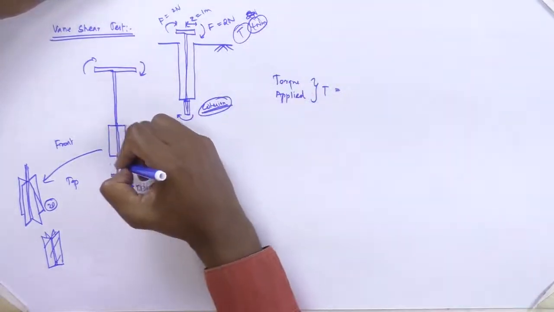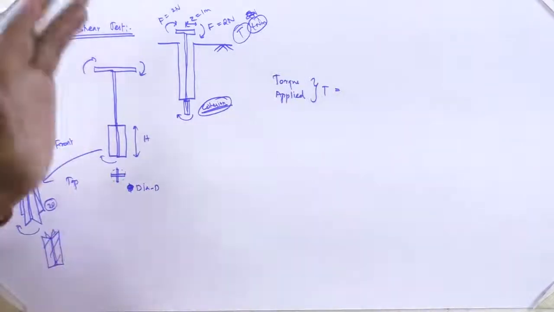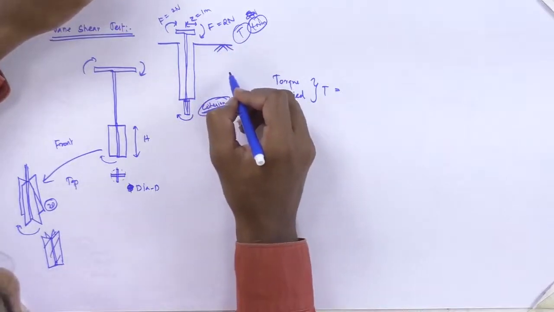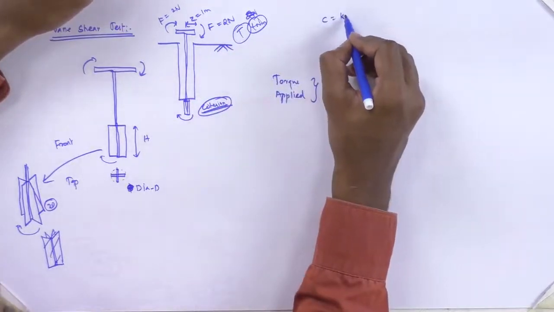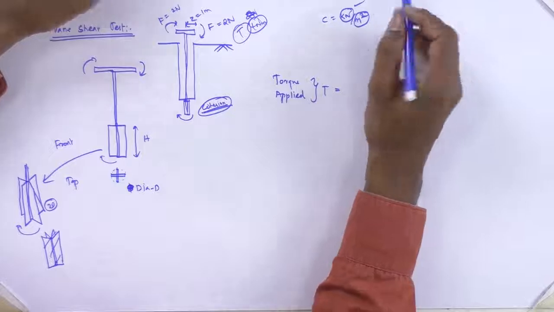So it is rotating, so the vanes are rotating, and it is going to shear the soil. So that is the load which you have applied. Cohesion is in units of kilonewton per meter square. So this is the load which you have applied. What is the area subjected to the shear?